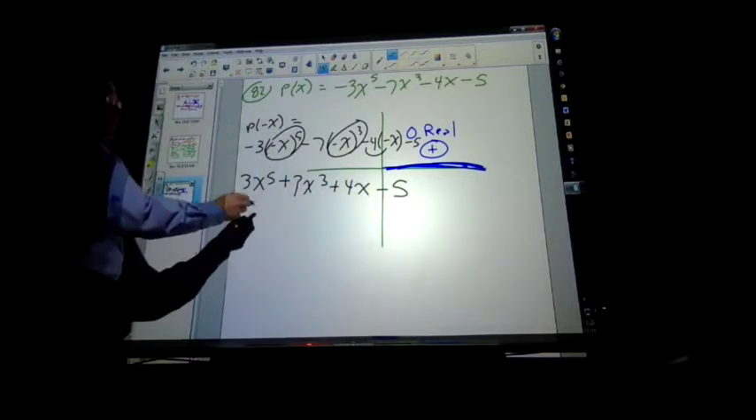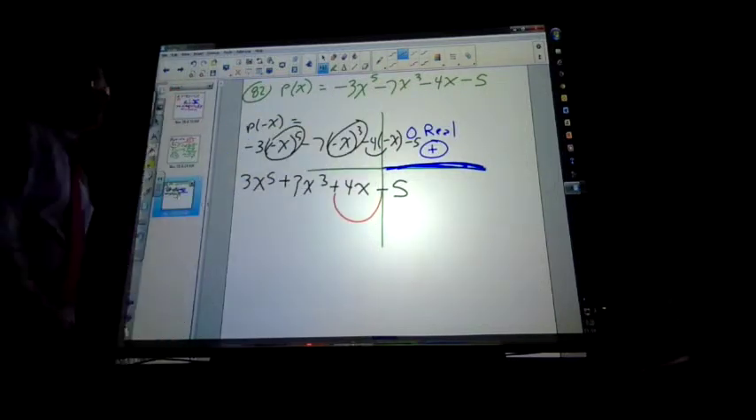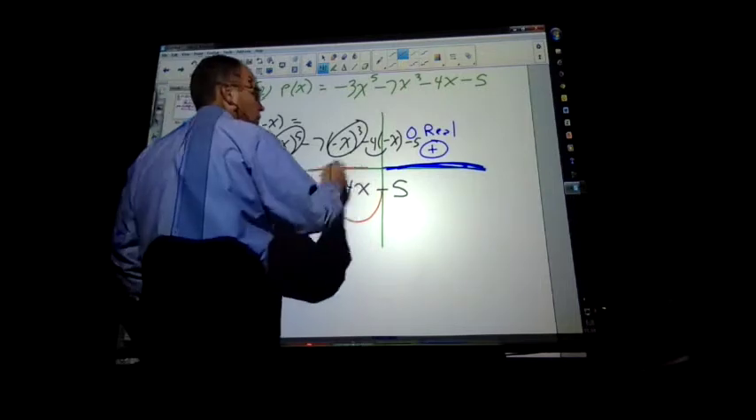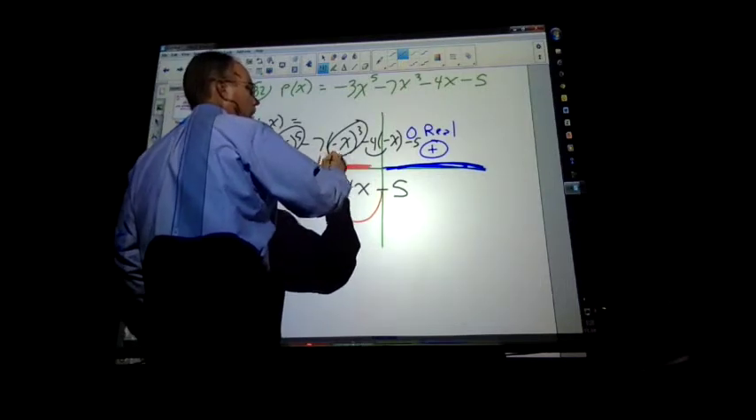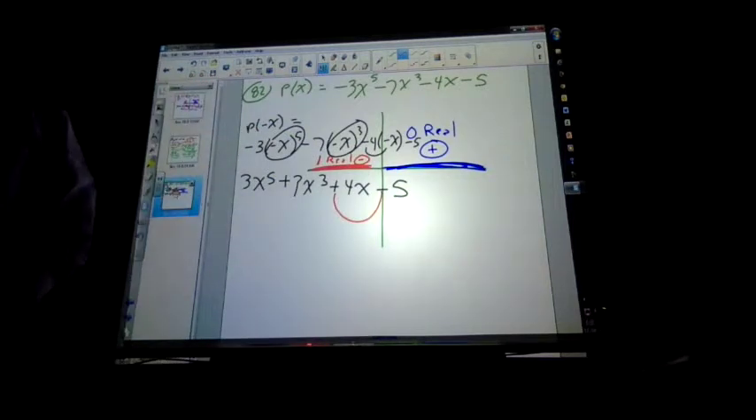So we're looking for sign changes. I got one sign change. So we have one real negative solution. So it'll cross the x-axis on the left side in the negative region. What can you tell me about the other 4 solutions to this problem?